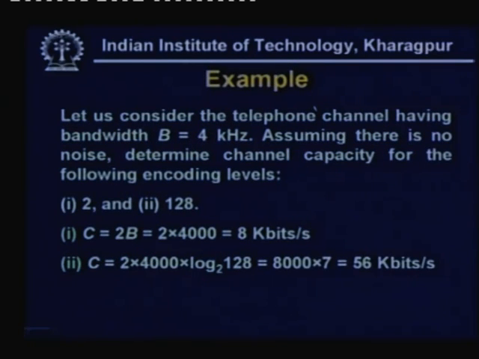Let me consider an example of the telephone channel that we have already discussed, having bandwidth equal to 4 kilohertz. Assuming that there is no noise, determine the channel capacity for the following encoding levels. Say we are considering encoding level 2 and encoding level 128. So when the encoding level is 2, we get the channel capacity equal to 2B, that means 8 kilobits per second, or we can write it as 8 kbps.